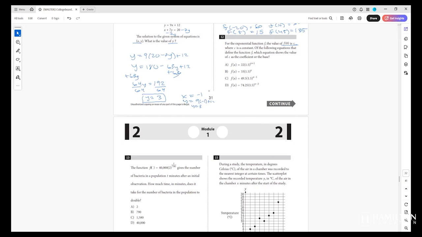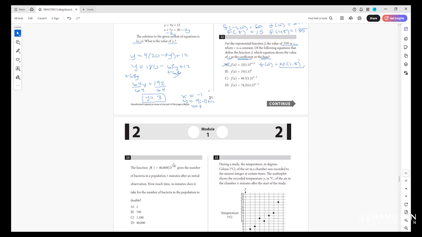Where c is a constant, which of the following equations defines the function f, which equation shows the value of c as the coefficient or the base? You might think you don't know what to do, but really, they're telling us what to do. Plug in f of 0. So if I plug in f of 0, I would get 22 times 1.5 to the 1. Is that the base? Well, no, the base is 1.5. Is it the coefficient? Well, no, the coefficient is 22.